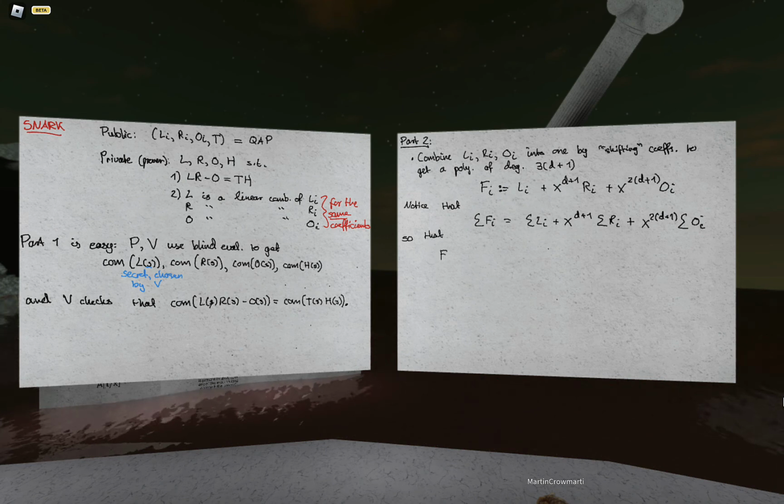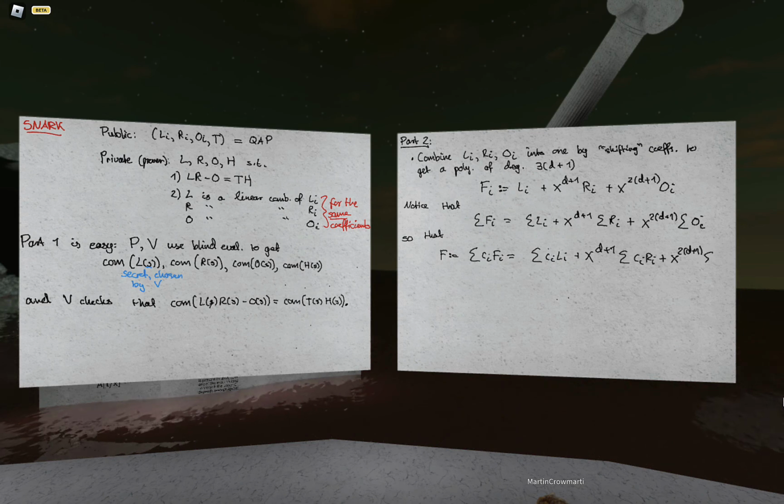if we define f to be the weighted sum with our assignment variables, this is going to be exactly the sum of ci Li plus x to the d plus 1 times the sum of ci Ri plus x to the power of 2d plus 1 times the sum of ci Oi, which is of course exactly L plus x to the d plus 1 R plus x to the power of 2d plus 1 O.